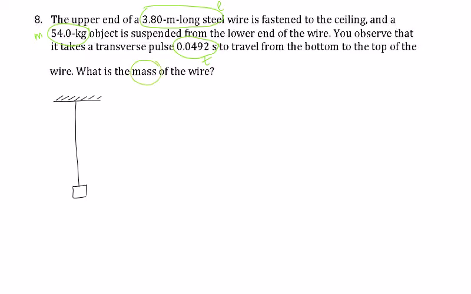So I'm going to call it mass of the wire, and I'm going to add a subscript here because this is our object, M O. Now in the diagram, this is my mass of the object, and then the length is 3.8 meters. Actually, it's better to write L in here. And then let's write the information given for us. L equals 3.80 meters. We have mass of the object equals 54 kilograms. Time equals 0.0492 seconds for the pulse to travel from bottom to top. And then we're looking for the mass of the object, question mark.